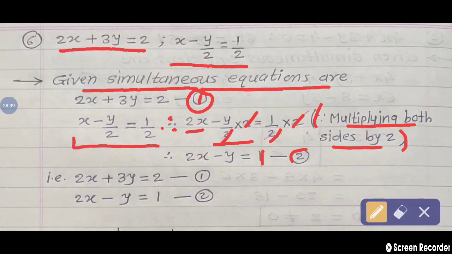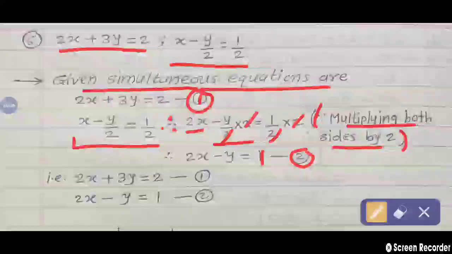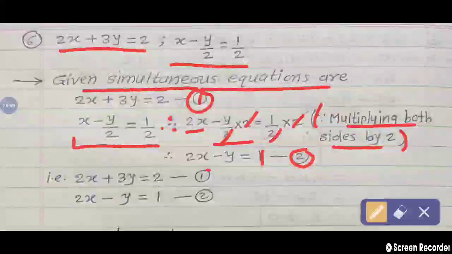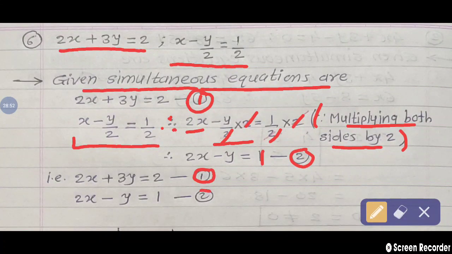So this is our second equation. Both the equations, write properly. First equation is what? 2x plus 3y is equal to 2. This is equation number 1. And equation number 2 is reduced to 2x minus y is equal to 1.